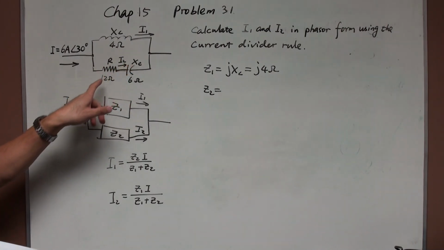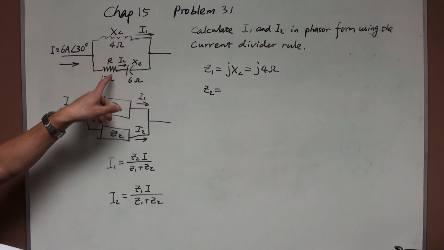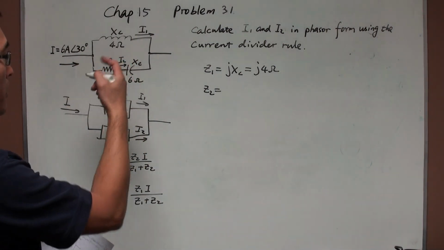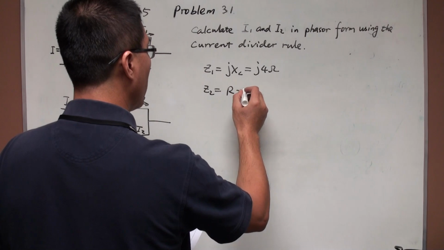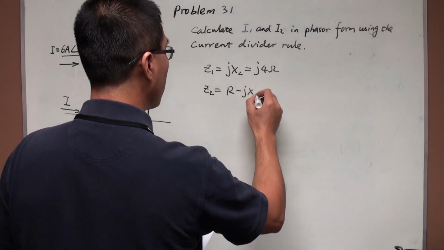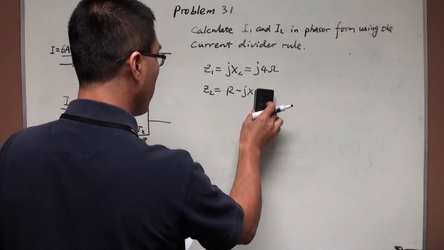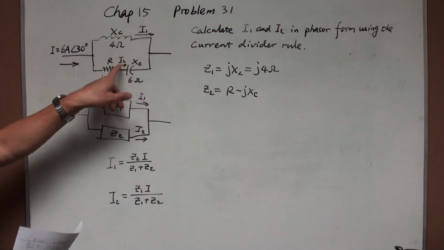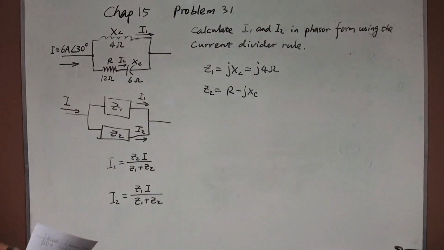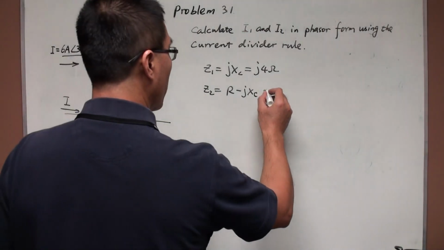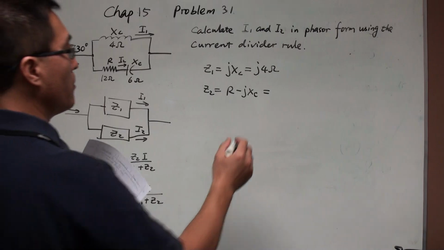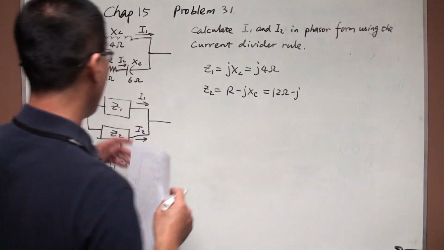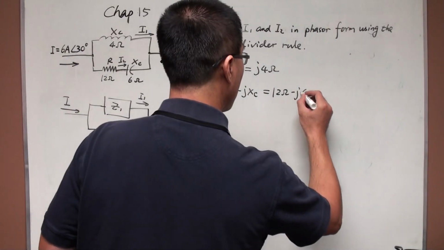In the second branch, we have two components: a resistor and a capacitor. The total impedance for this branch is the resistor minus jXC, because the impedance of the capacitor is negative jXC. So R is 12 ohms, so it's 12 ohms minus j, and XC is 6 ohms.